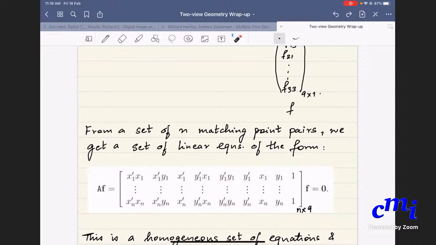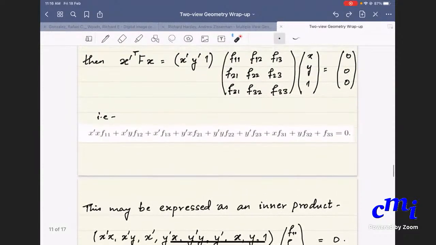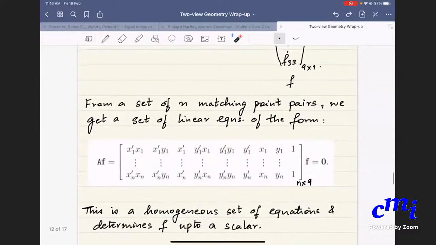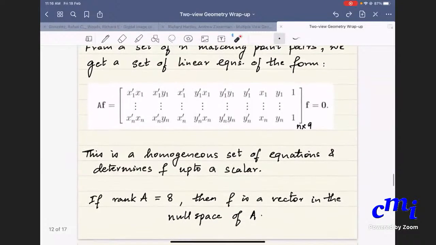Remember, everything is in homogeneous coordinates. F was in homogeneous coordinates, and so are these. So what we have here is a homogeneous set of equations, and if you can find F, it will be determined up to a scalar. Now let's see what are the various possibilities for the rank of A. What are the various possibilities?